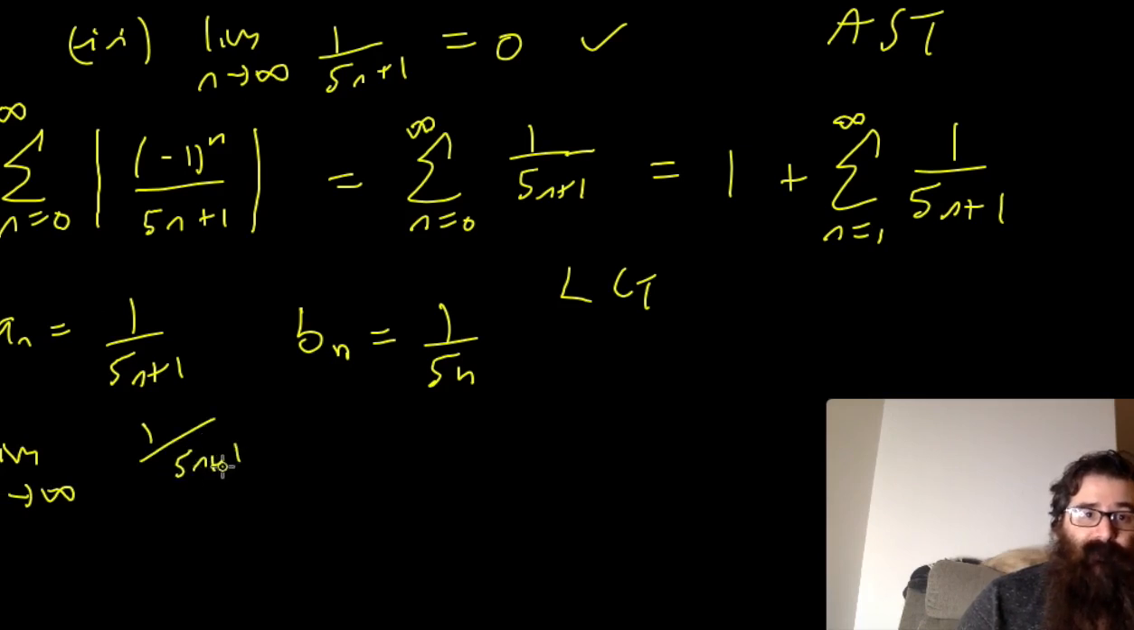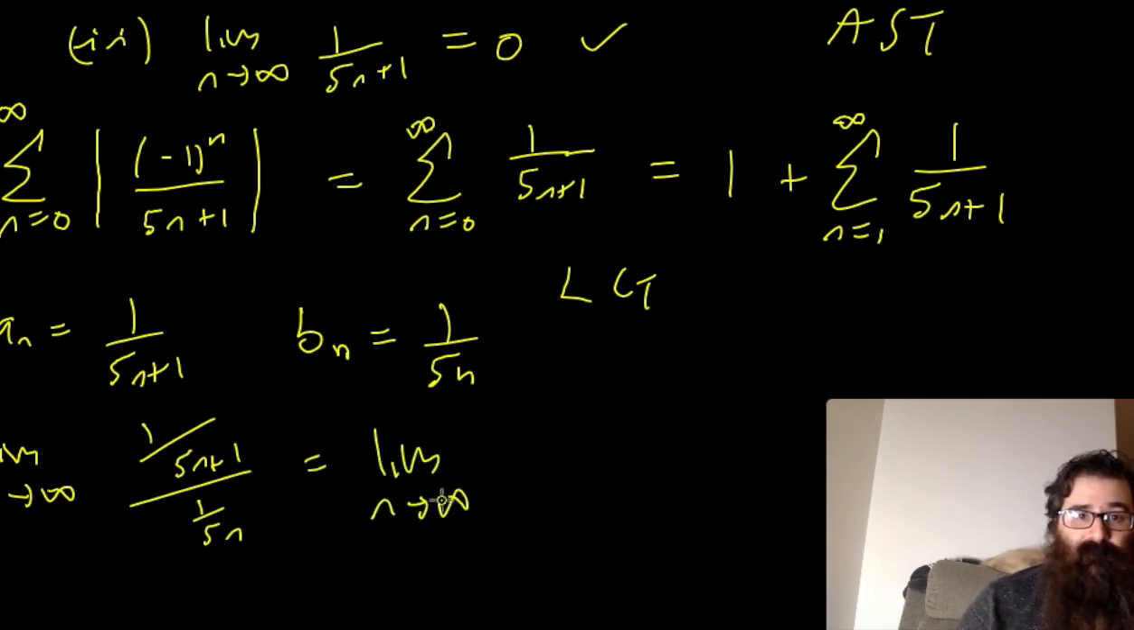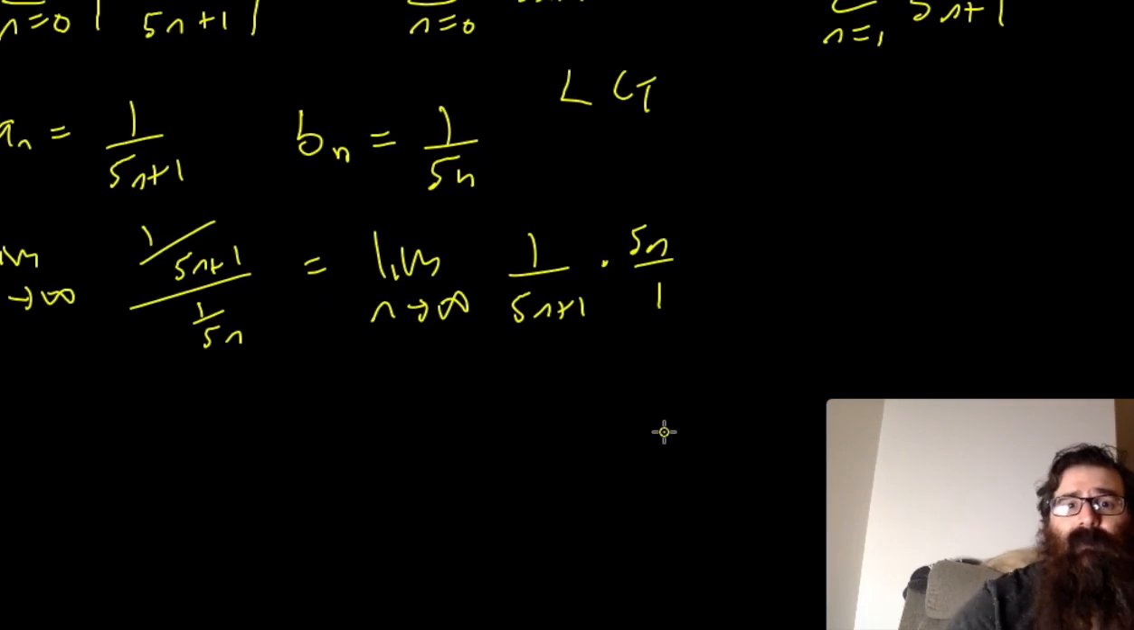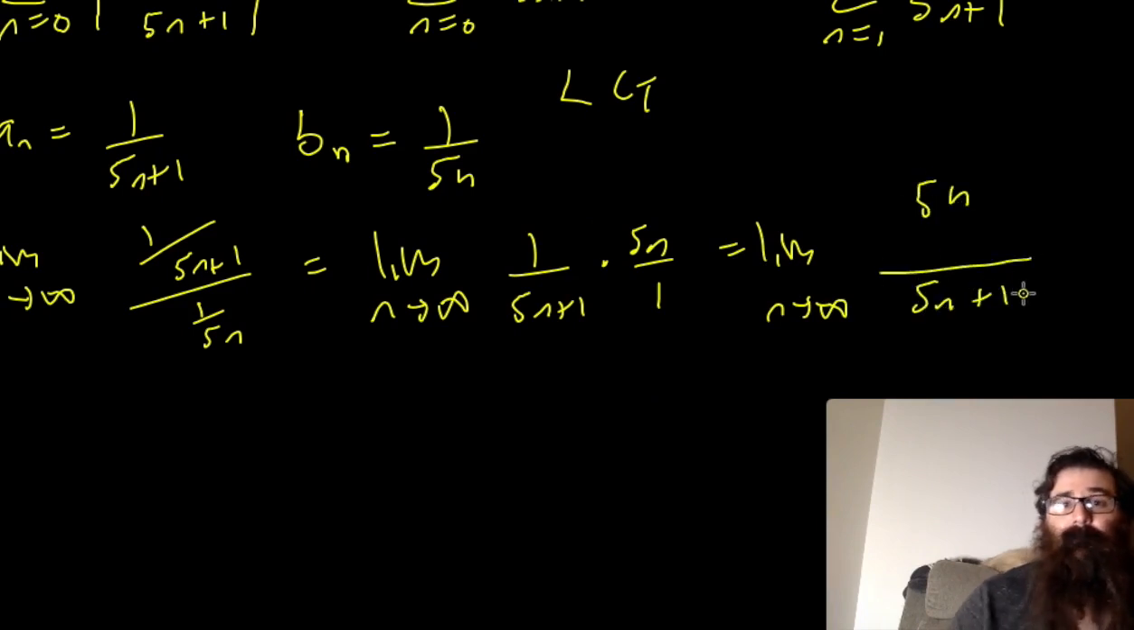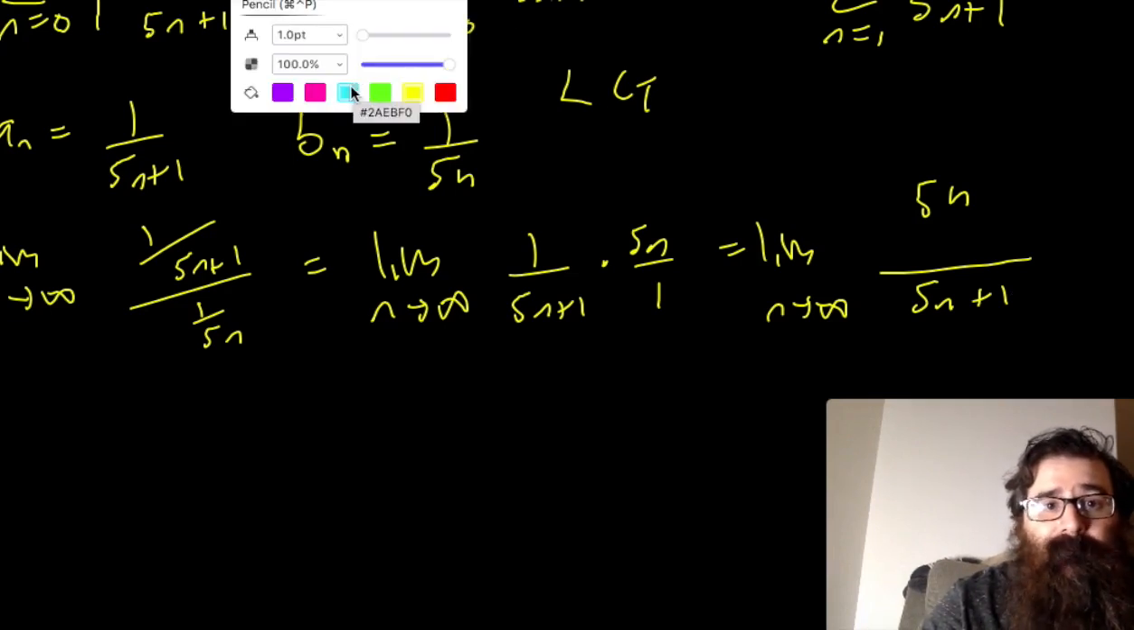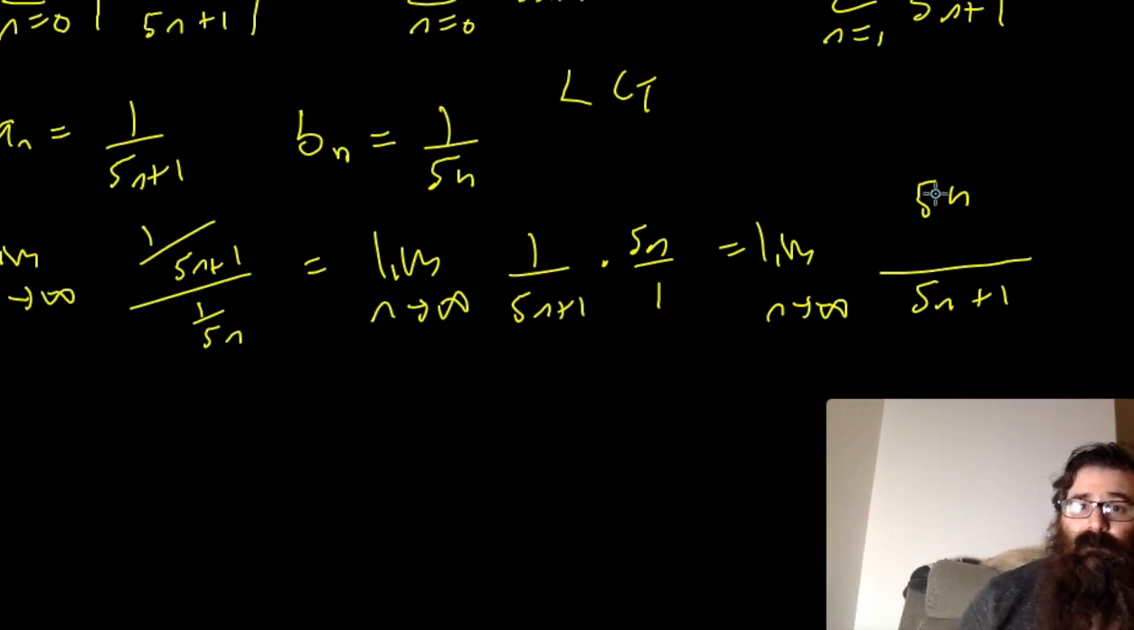So 1 over 5n plus 1 divided by 1 over 5n. I don't want to divide a fraction by a fraction, so we'll say limit as n goes to infinity of 1 over 5n plus 1 times 5n over 1. And then we'll write this as one fraction. We have 5n on top divided by 5n plus 1 on bottom. And here we'd want to use our favorite trick, divide by the highest power of n in the denominator. So we'll divide everything by n.